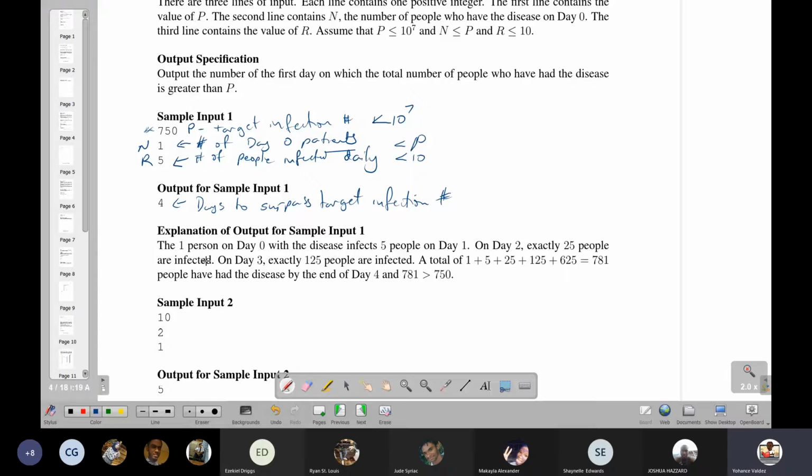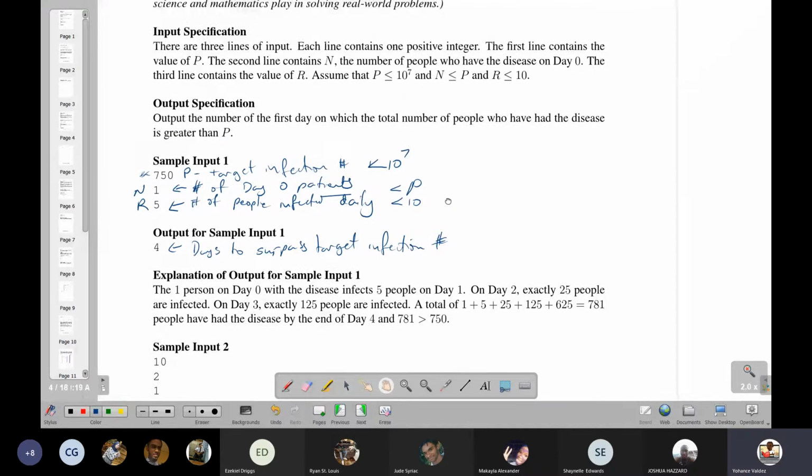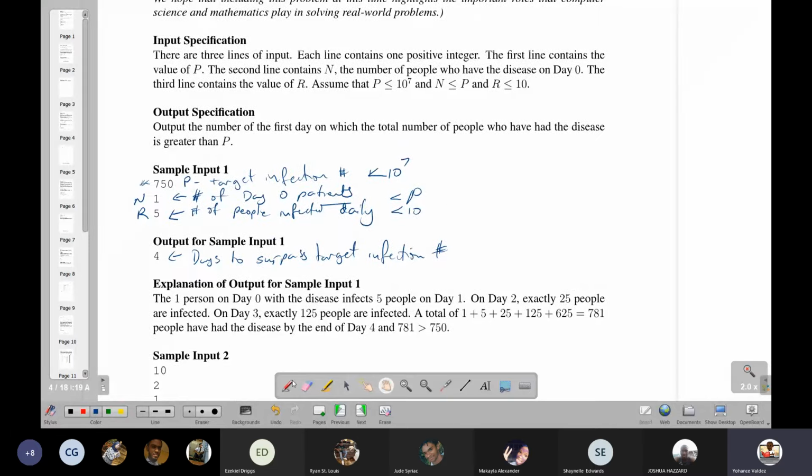So the input based on the specification says that P is our target infection number. We want to know how long it takes to get to this number of people. We have N, which starts with the number of people infected on day 0, and R is the amount of people that this number of people infects. So whatever R is, multiplied by the amount of people in N.